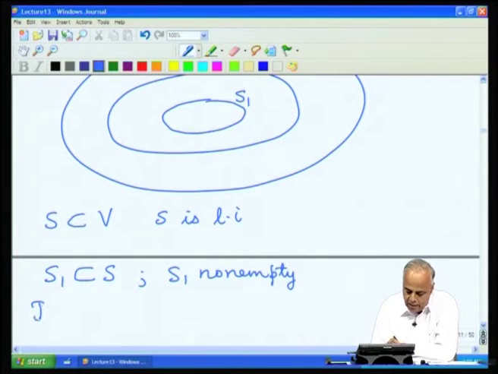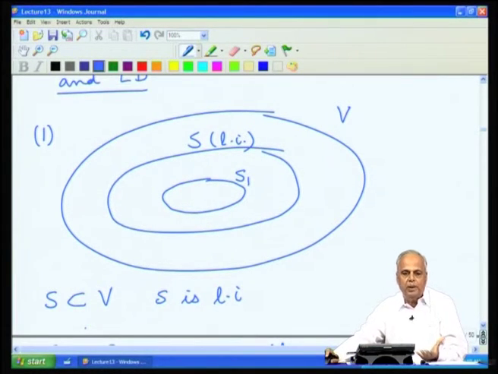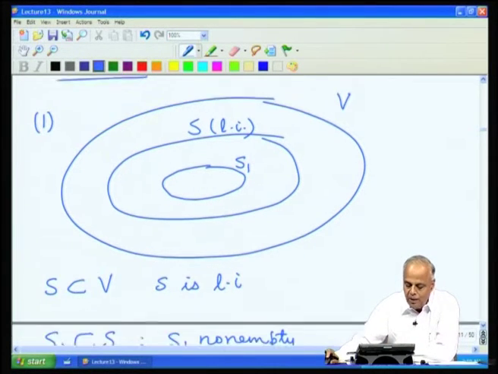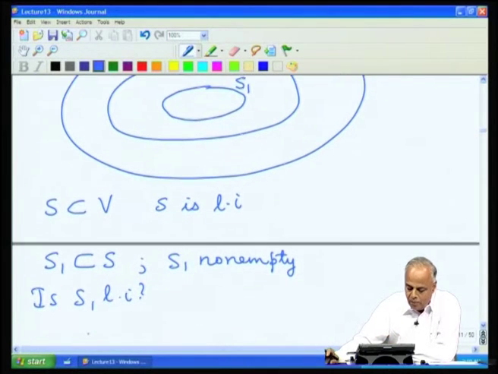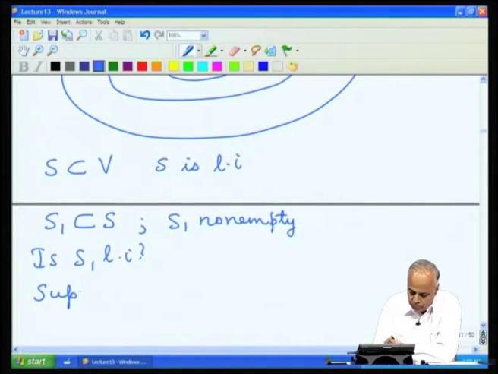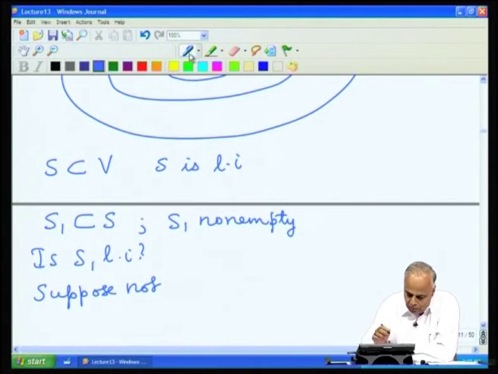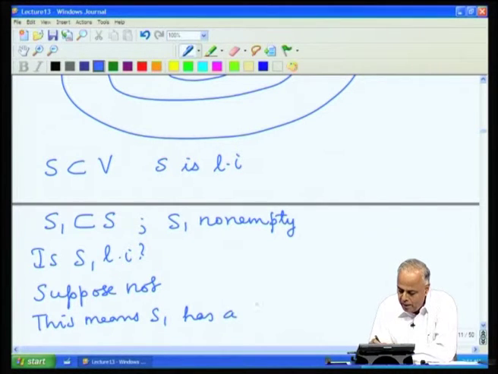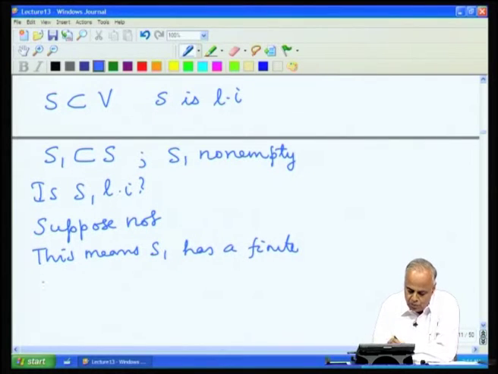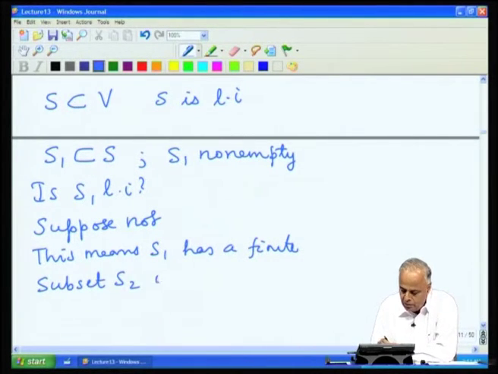What can we say about S1? Is S1 linearly independent? So I have a linearly independent set, and inside that I am taking a subset. Will that subset also have the same property of linear independence? Suppose not. What does that mean? This means the set S1 is not linearly independent. The moment S1 is not linearly independent, it must have a finite subset which is linearly dependent. So this means S1 has a finite subset S2 which is linearly dependent.